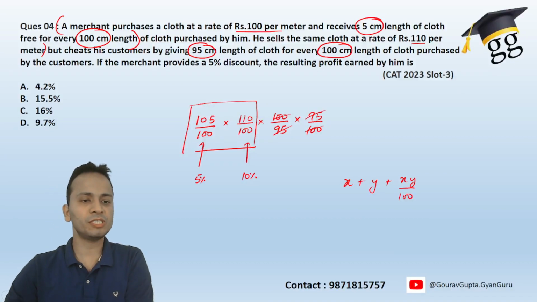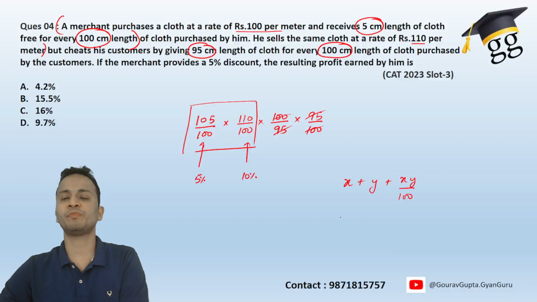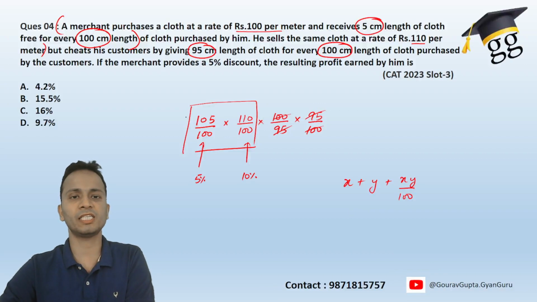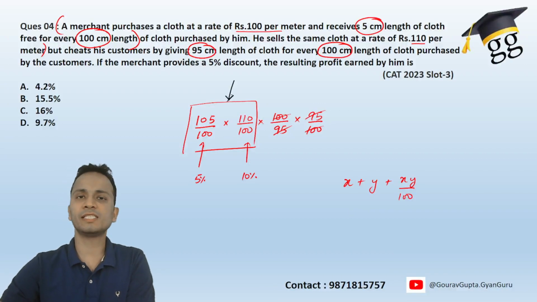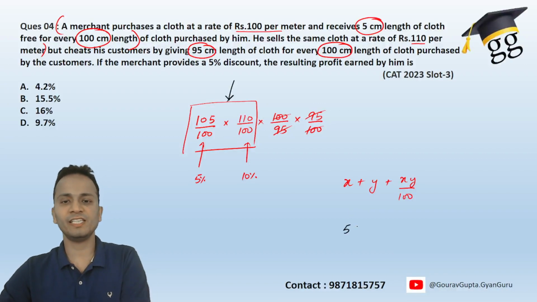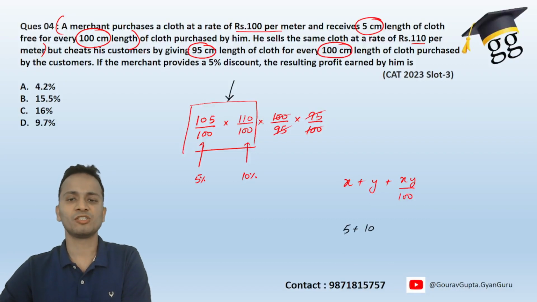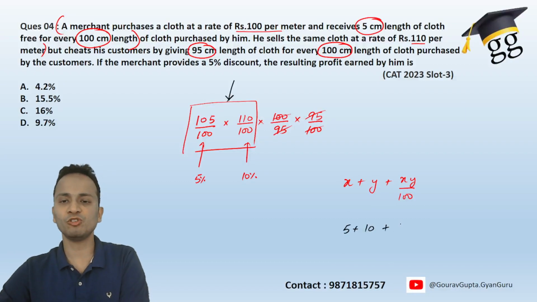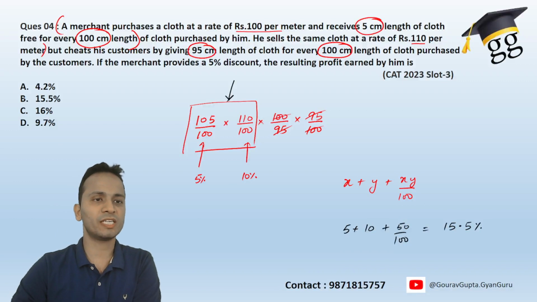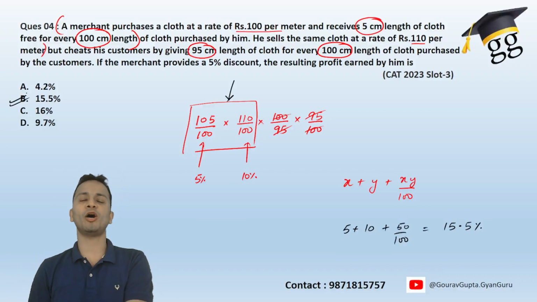So if you apply the formula on 5 percentage and 10 percentage, you will get the answer too. Otherwise you could have solved this expression. Okay, easier way, apply successive change. So 5 plus 10 plus 5 into 10, that is 50 upon 100, and simplifying this you will get 15.5 percentage profit. So the correct answer for this question will be option B.